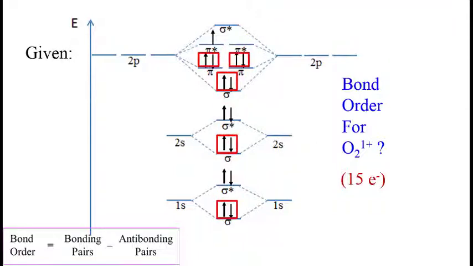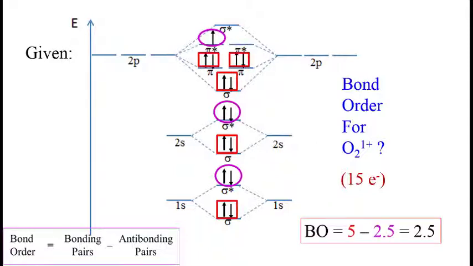For the current example, we can find 5 bonding pairs, 3 sigma pairs and 2 pi pairs. There are a total of 5 antibonding electrons which constitute 2.5 pairs. The single electron in the pi star orbital counts as half a pair. Plugging these numbers into the formula for bond order gives 5 minus 2.5, which equals a bond order of 2.5.